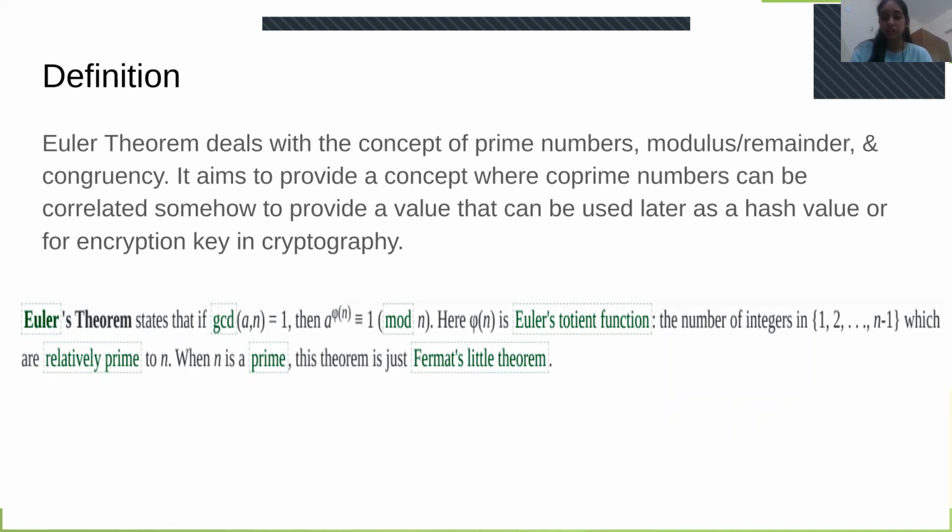Here, phi n is Euler's Totient function. The number of integers from 1 to n minus 1, which are relatively prime to n. When n is prime, this theorem is just Fermat's little theorem.